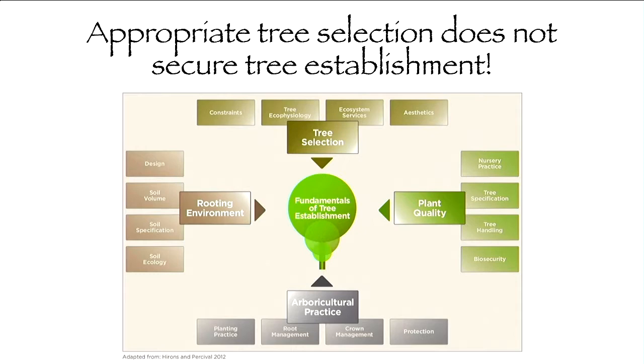The last thing I really want to do as part of this talk is just to emphasise that tree selection is only one component of getting tree establishment right. If we fail to really engage with the nurseries and get high quality plants, then we're not going to establish those trees, even if they're the right species. If we fail to acknowledge the rooting environment or the arboricultural practice that installs the tree into that environment, then the likelihood of establishment is much diminished. So tree selection is fundamental, it is important, but it's not the only thing in securing establishment.